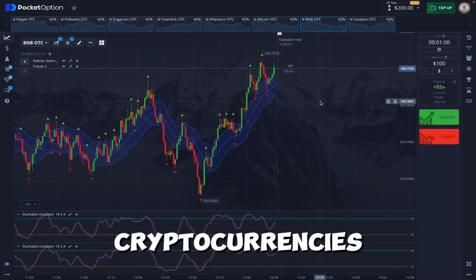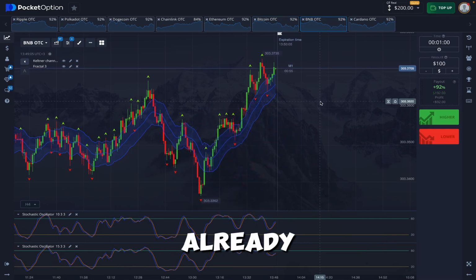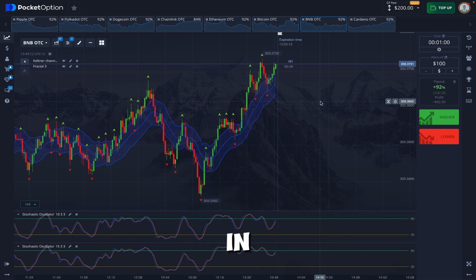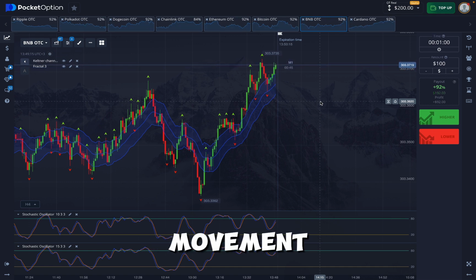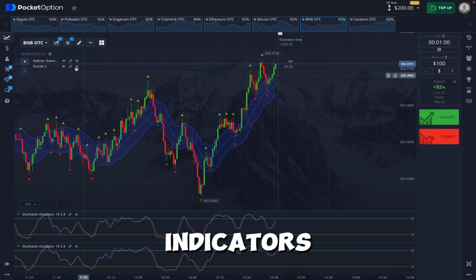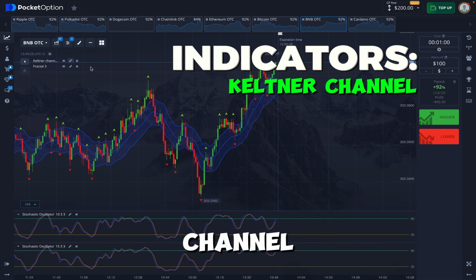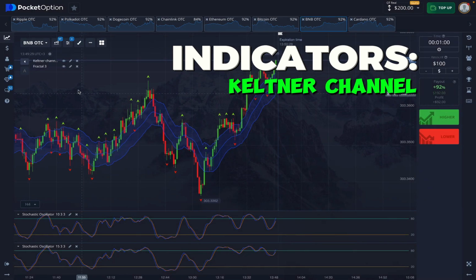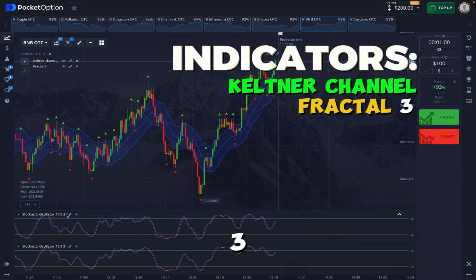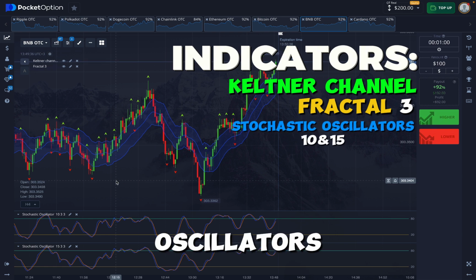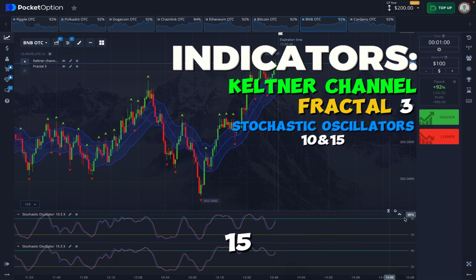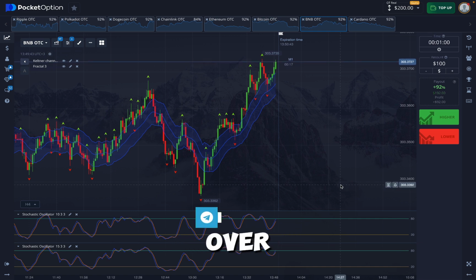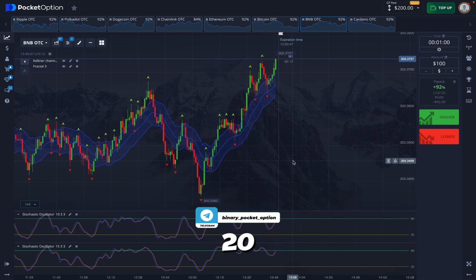Today, I trade cryptocurrencies and have already analyzed the assets with the best movement and payout percentages. In my trading, I focus on channel movement and oversold/overbought zones using the following set of indicators: the Keltner channel with default settings for the broker, a fractal with a period of 3, and two stochastic oscillators with periods of 10 and 15. The oversold and overbought areas are set to 80 and 20 by default.